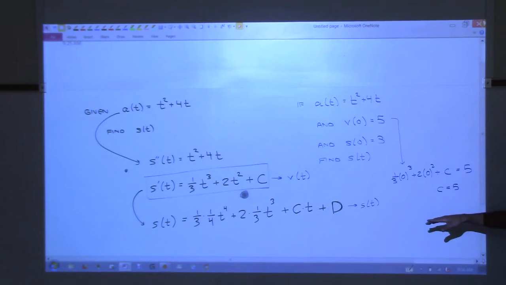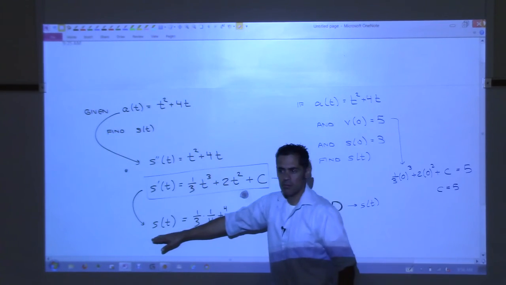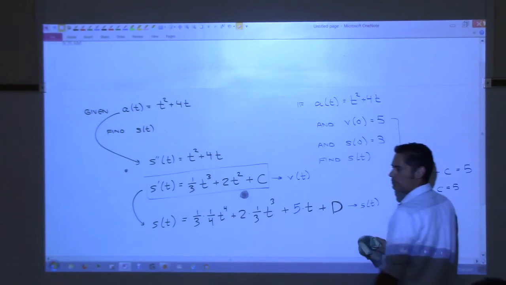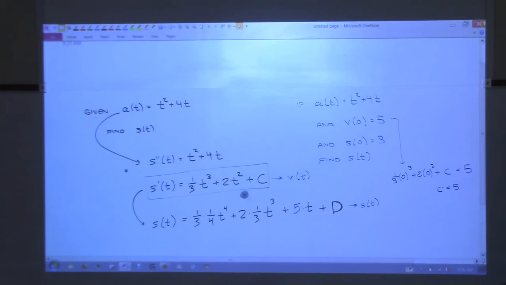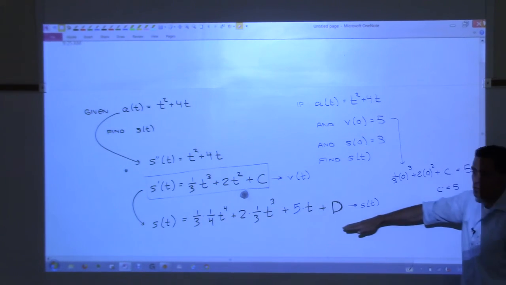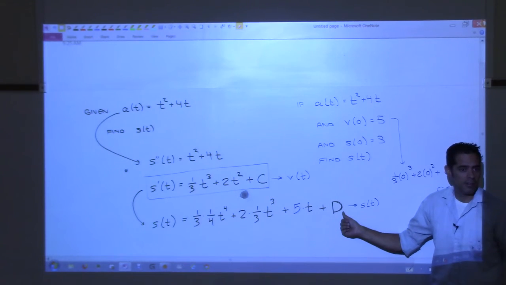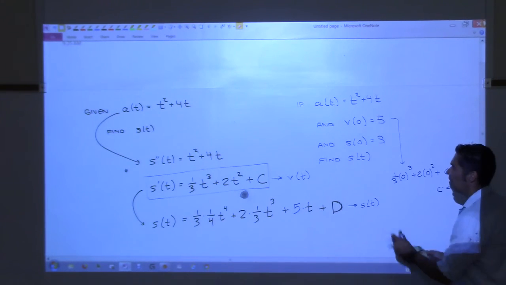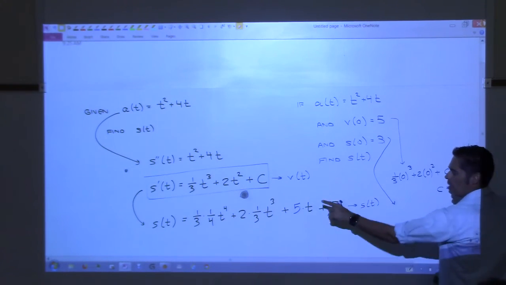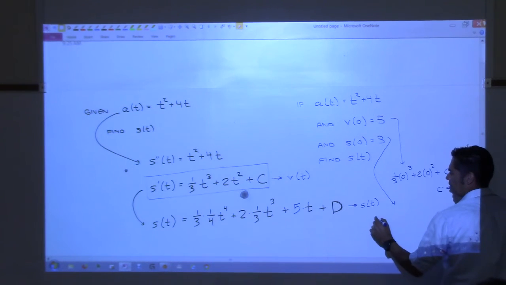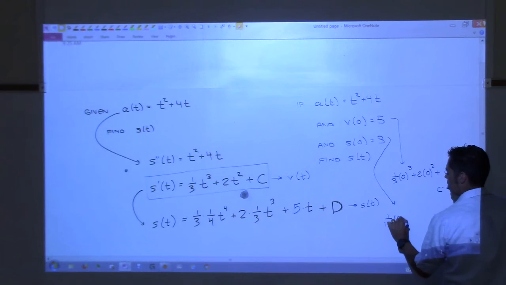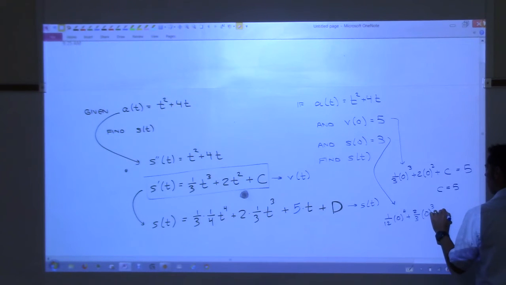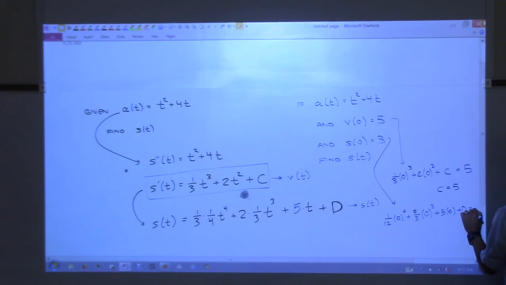So now I can go to the position function right here, and I could replace this with 5. Now, this is my position function, but I don't know what d is. But again, I'm given some more information. My position at 0 is 3. So what would happen if I plug in 0 into that? What would you get? So I'll do 1/12 times 0 to the 4th, just so you know what I'm doing here. This is 2/3 times 0 cubed, plus 5 times 0 plus d equals 3. So d is 3.